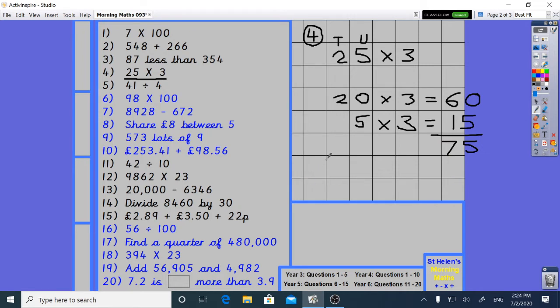I'm going to use the grid method and see if I get 75 as well. As long as you can do one of these methods, that's pretty good for year 5. That's what we need. But they're so similar. If you can do one, you can probably do both of these methods.